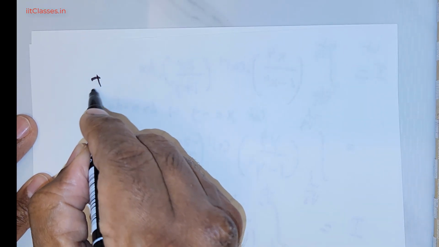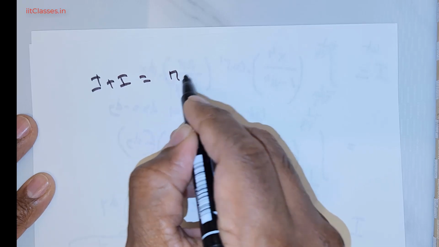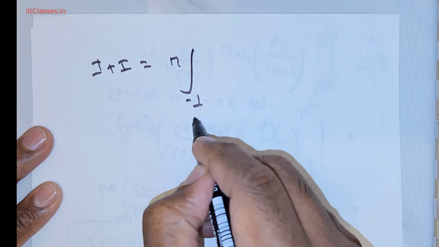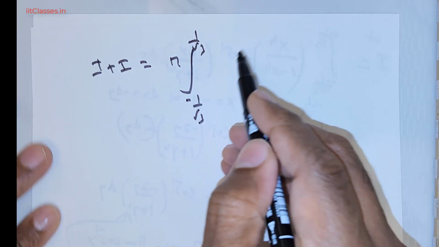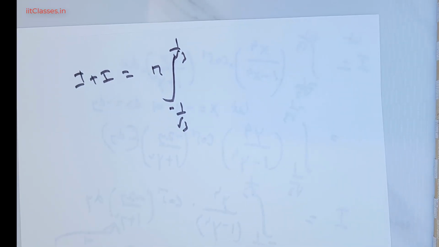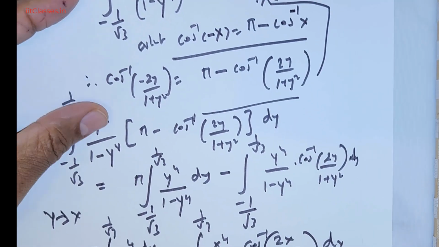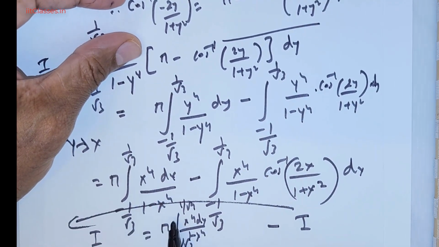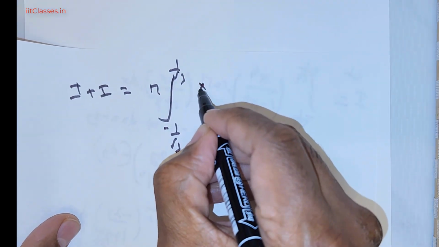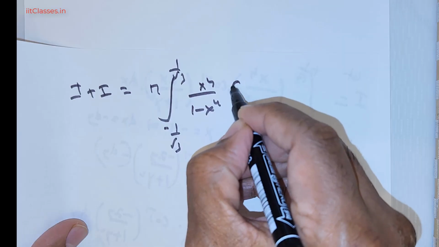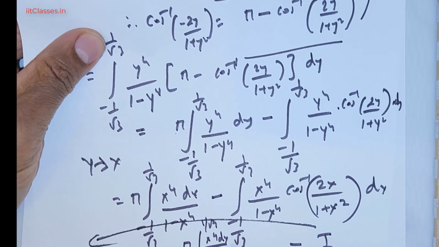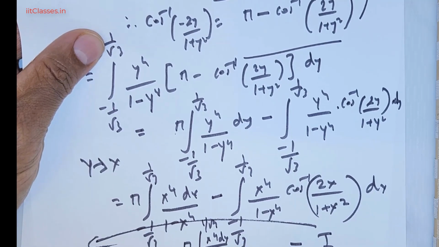So that is going to give me I added with I is equal to pi times the integral from negative 1 over root 3 to positive 1 over root 3. Let me check the quantity that I am left with. So x to the power of 4 divided by 1 minus x to the power of 4 times dx. Right? This is what we have got.